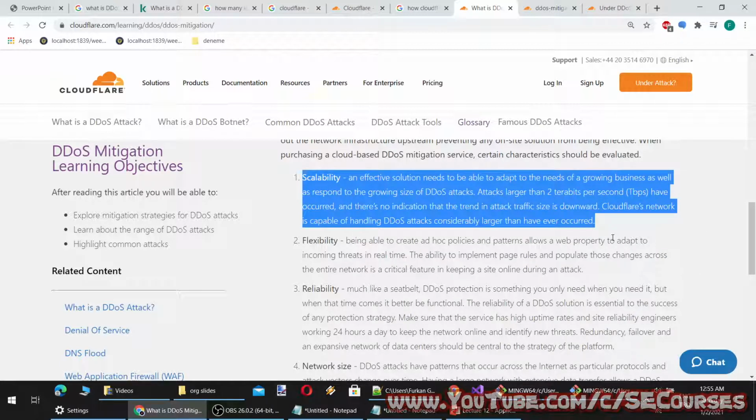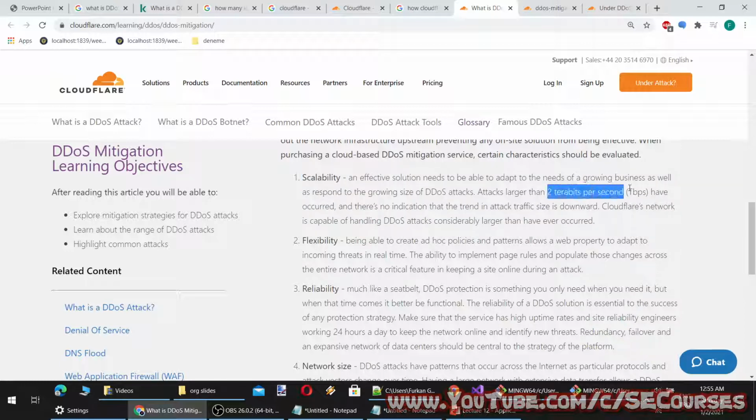Scalability. An effective solution needs to be able to adapt to the needs of a growing business as well as respond to the growing size of DDoS attacks. Attacks larger than 2 terabits per second (Tbps) have occurred, and there's no indication that the trend in attack traffic size is downward. Cloudflare's network is capable of handling DDoS attacks considerably larger than have ever occurred. Okay, 2 terabits per second is an extreme number, extreme.